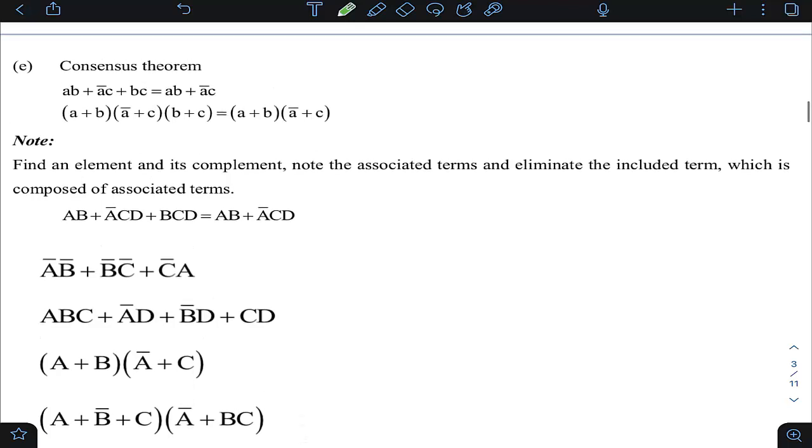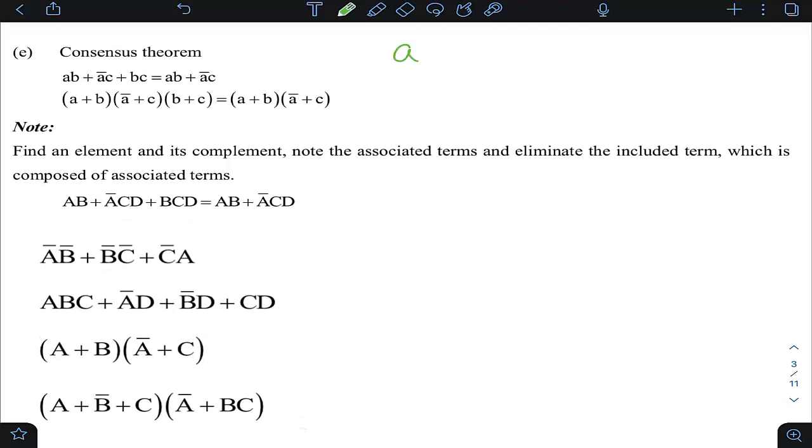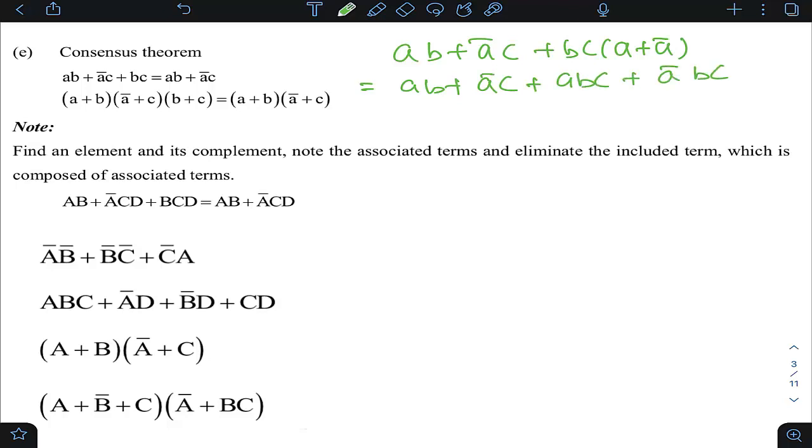So you have AB plus A bar C plus BC, right? In BC, there is nothing wrong if I say it is ANDed with A plus A bar. A plus A bar is 1, and 1 ANDed with BC is BC. So with BC, I have attached this, but the function is the same. BC dot 1, 1 is A plus A bar. So this is AB plus A bar C plus ABC plus A bar BC.